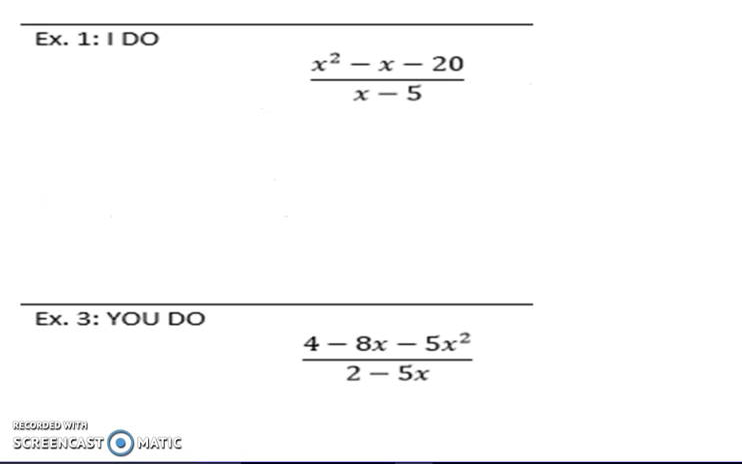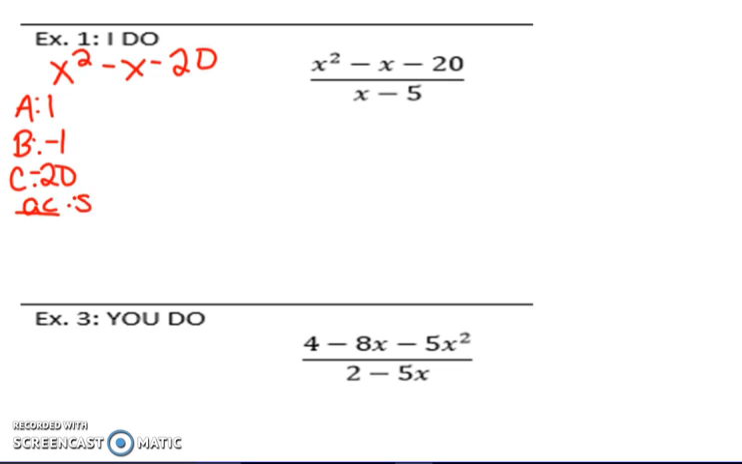So if I look at the first problem, I have x squared minus x minus 20, all divided by x minus 5. Well, the top is my quadratic, so off to the side over here, I'm going to rewrite it, and I want to factor it. Well, A is 1, B is negative 1, C is negative 20. Well, AC tells me we're going to subtract, but it's a positive 20. Well, I know 10 minus 2 is 8, 5 minus 4 is 1, and 20 minus 1 is 19. So I'm going to use my 5 and my 4.